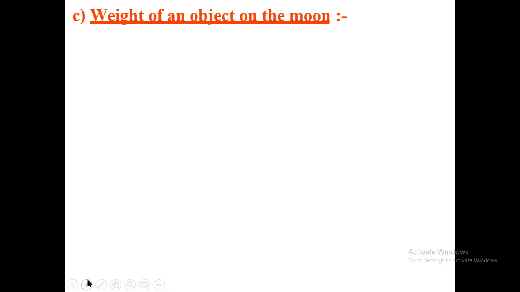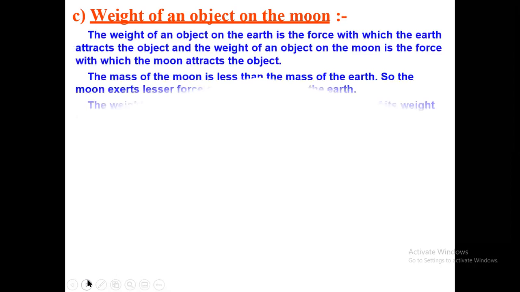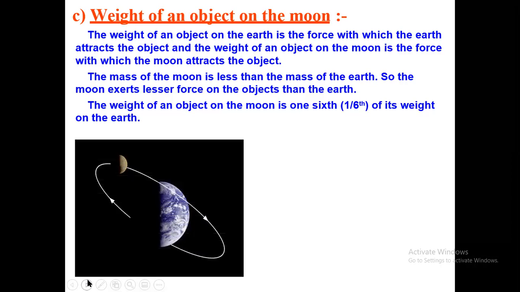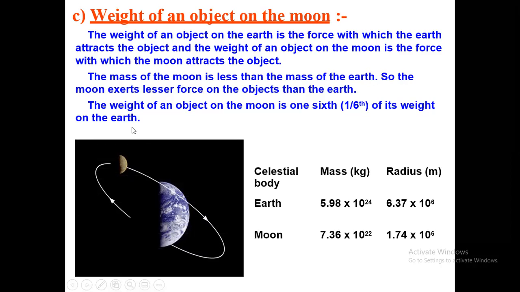Now, weight of an object on the moon. The weight of an object on the earth is the force with which the earth attracts the object, and the weight of an object on the moon is the force with which the moon attracts the object. The mass of the moon is less than the mass of the earth, so the moon exerts a lesser force on objects than the earth. The weight of an object on the moon is 1/6 of its weight on the earth.